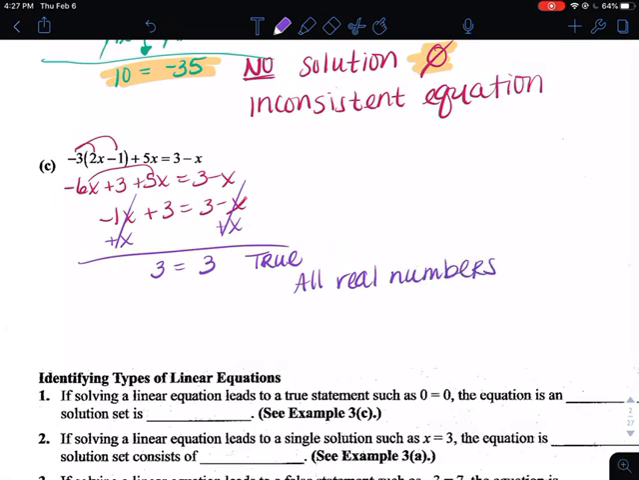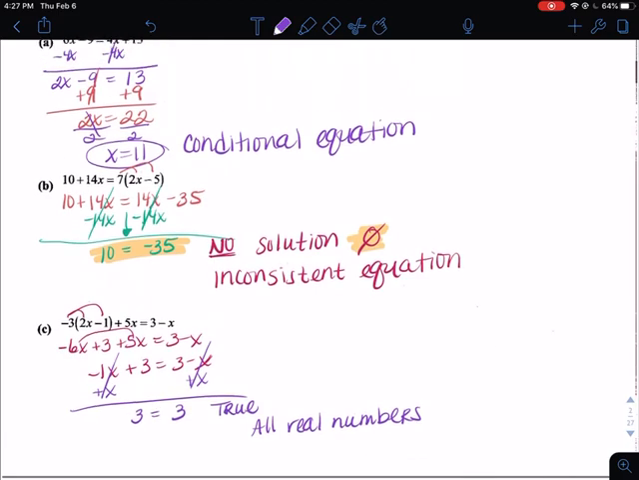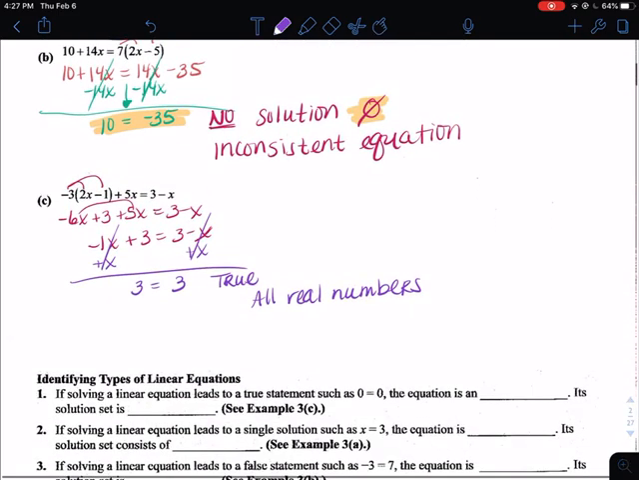All right, that's the solution. So you will click the box that says all real numbers. Any type of equation that has all real numbers as a solution is called an identity equation. So this is an identity equation. And what all real numbers means is that I can pull any number I want out of the sky, plug it in for x, and I'm going to get a true statement.